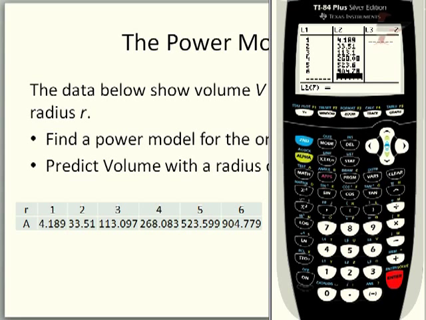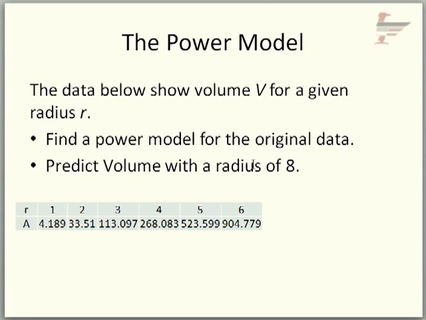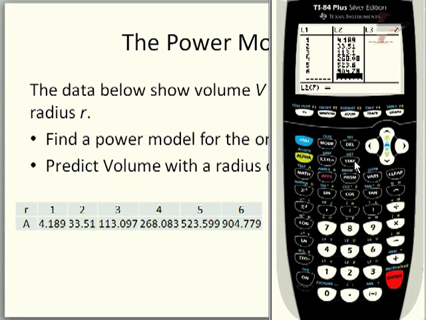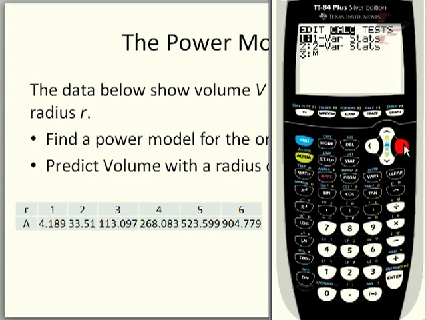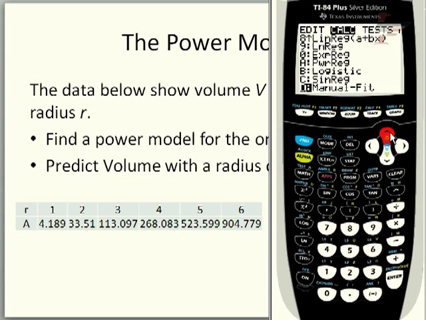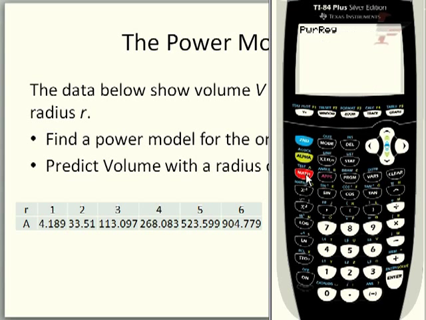And then all that's left to do next is we want the power model for the original data. So tap Stat, scroll over to Calculate, and we want power model. Now power model is actually choice A. It's after exponential regression, so you can see there it is, choice A. Here's a quick tip. If you know what letter it is, you can just tap alpha and then A.